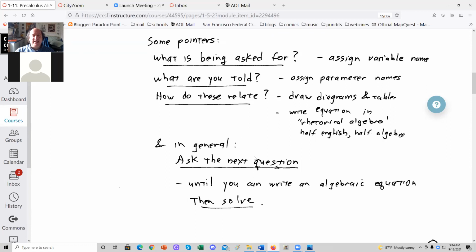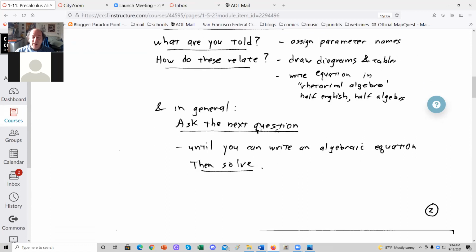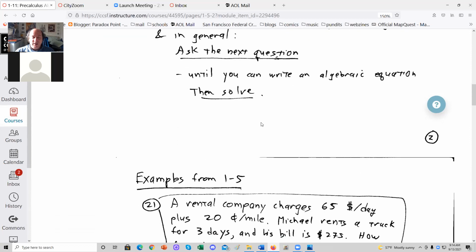I could say ask the next question, but it is of course incredibly vague, but it really is the best thing you can do. So you ask question after question, and you can write an algebraic equation, you hope the right one, and then at that point, things can get precise and you can solve it.